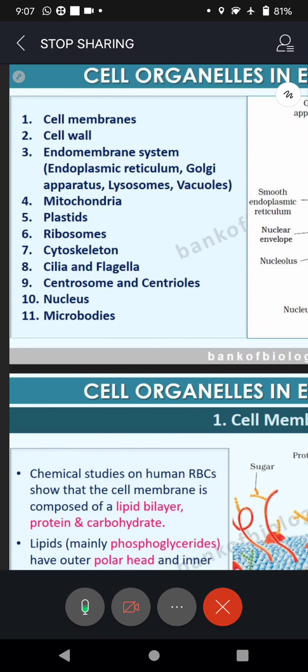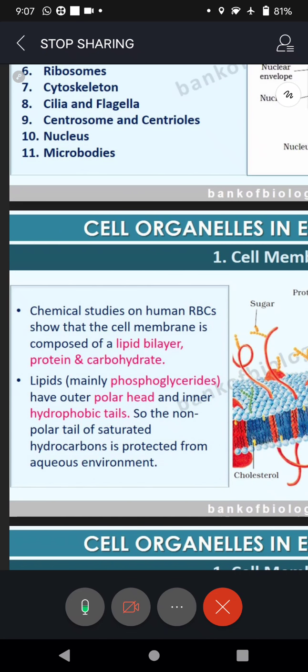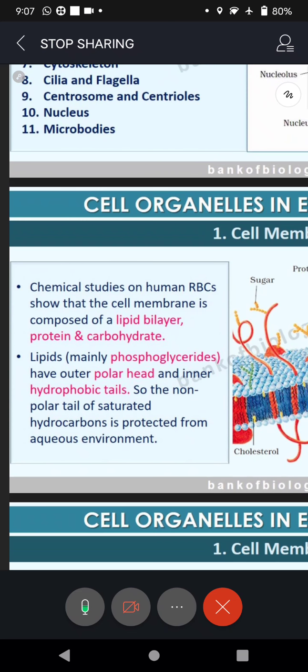So we will be going ahead with the cell membrane. Mostly in our next class we will talk about that. But again, I would like to show you the diagram, that is anatomy of cell membrane or plasma membrane. Chemical studies on human RBCs show that the cell membrane is composed of lipid layer. Lipid means fat. Lipids are fats. Lipid bilayer, two layers of fats, and protein and carbohydrate. So if someone asks you what is plasma membrane made up of, your answer should be fats, proteins, carbohydrates.